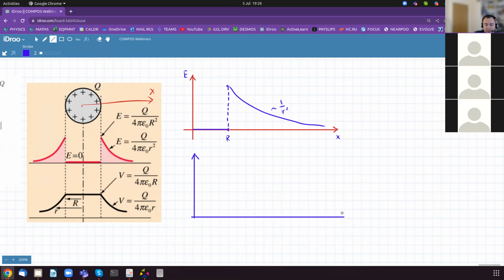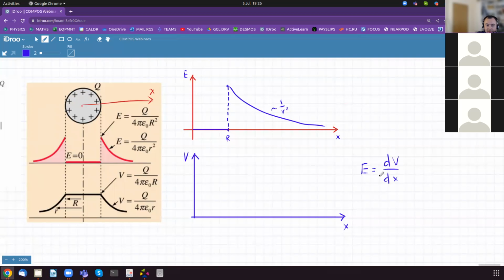There's one thing you need to understand, that's the electric potential V with respect to x. You need to understand that the electric field is the derivative of the potential with respect to the distance from the charge, or the distance overall. The electric field in a given direction is the derivative of the potential in that direction. So if the electric field is 0, that means the derivative is 0.